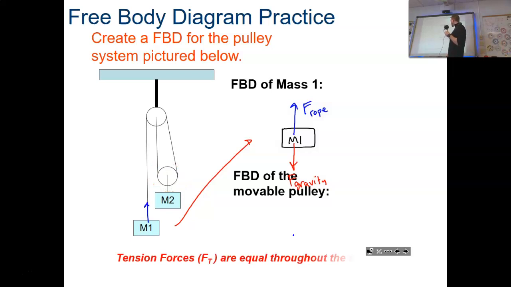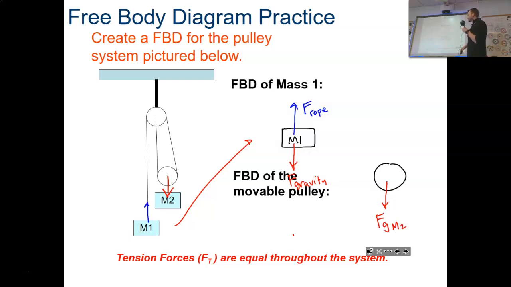Make a free body diagram of the movable pulley. So here what I'm going to do, I've got my movable pulley. This mass is pulling me down. So I'm going to go force of gravity of mass number 2. Just to be a little bit more, so you don't have to do that, but box number 2 here, mass number 2 is pulling me down. And I've got 2 forces lifting me up. So I've got a force over here, this string.